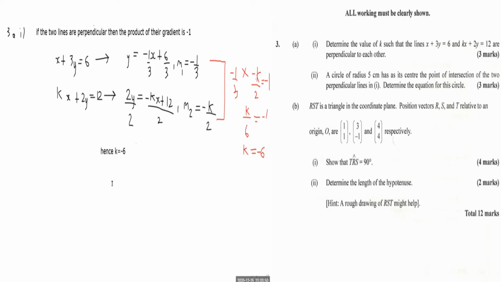Next it says a circle of radius 5 centimeter has its center to be the point of intersection of the two perpendicular lines. Determine the equation of this circle.